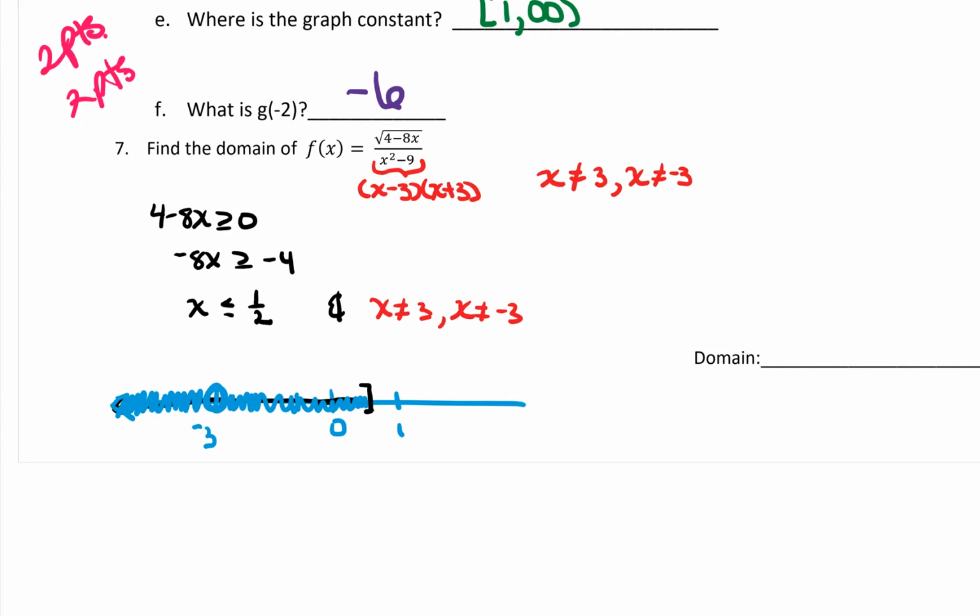And so if I wrote this in interval notation, I have negative infinity to negative 3, parentheses, not including that negative 3, union, parentheses, negative 3, comma, and we're going to 1/2 and we're including it, so bracket. This problem is worth 5 points.